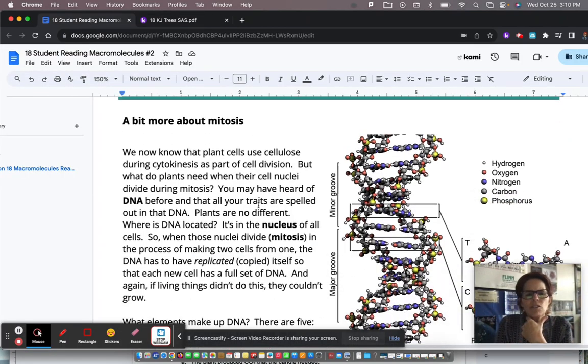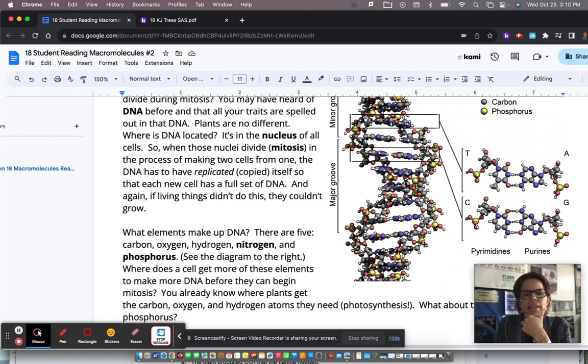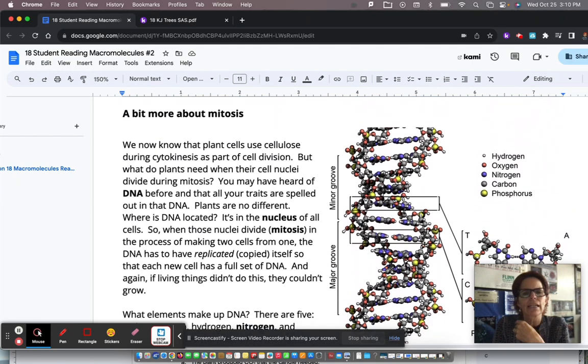This first section is called A Bit More About Mitosis. This is a DNA molecule. I wonder if it says it down there. It doesn't say that, but that's a DNA molecule that we're looking at next to us.